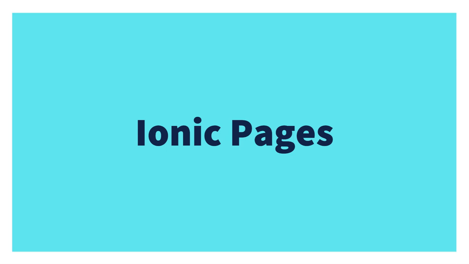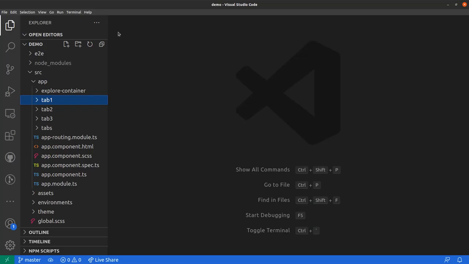Let's go back to our Visual Studio Code. And here, if you can see, we have some folders inside our app folder, which is inside our project. We have these tab1, tab2, tab3, and one tabs folder. This looks like where we had components in Angular. These are the folders which had components, the first component, the second component, and there was one parent component which was hosting all the components in just one page.